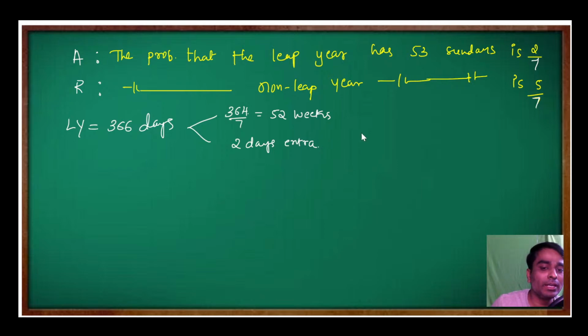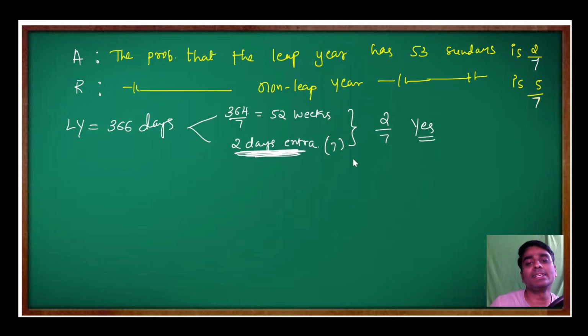So now what is happening here? So will this probability be 2 by 7? Yes. This is 2 by 7 because 2 days out of the remaining 7 days. That means this is true. 52 weeks over. In the third week, 2 days out of 7. That is 2 by 7.